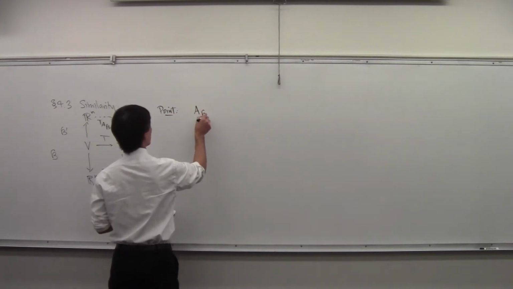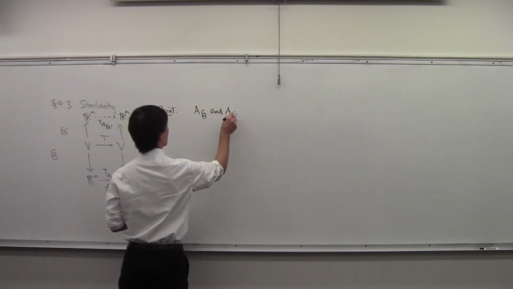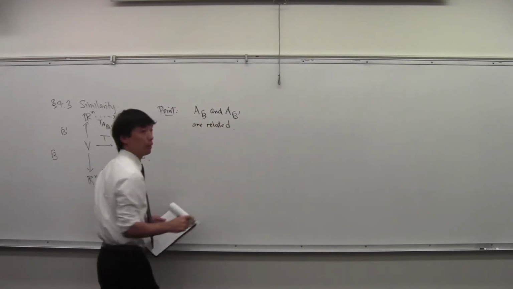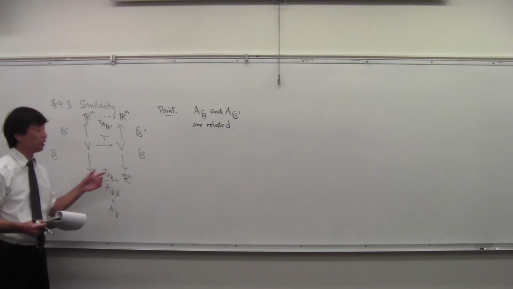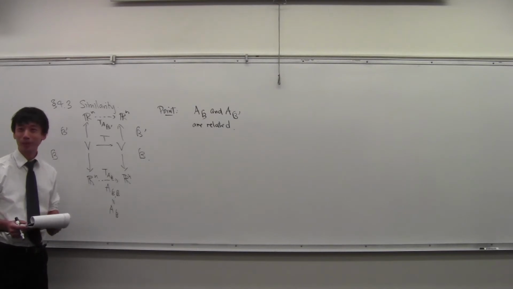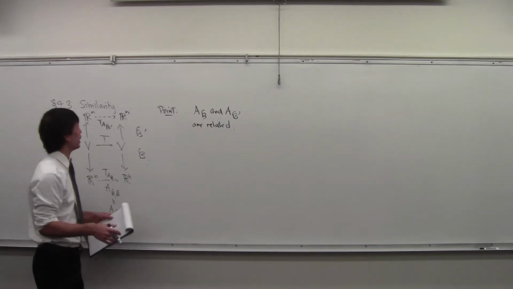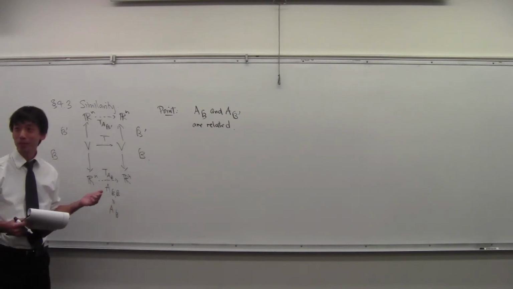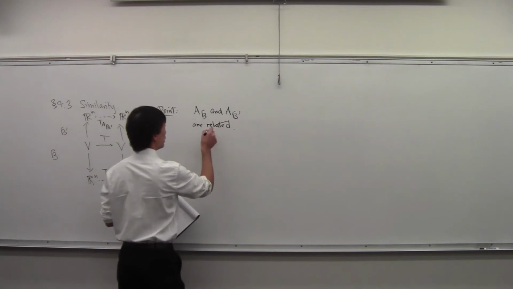The point of last time was that these matrices are related. How are they related? Can anyone tell me? Does anybody remember? They're equal to each other? No. They're similar to each other. That's this word similarity. So what does similar mean?